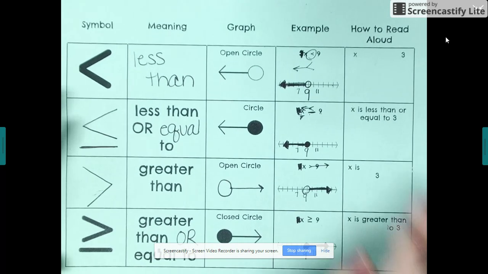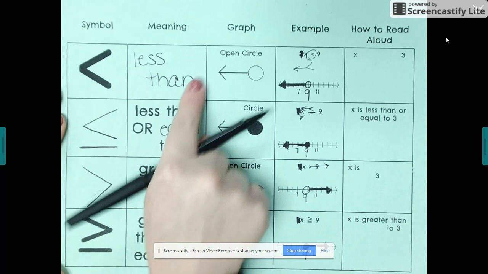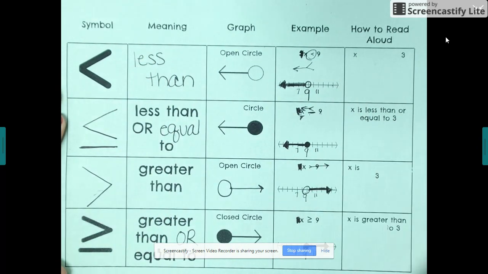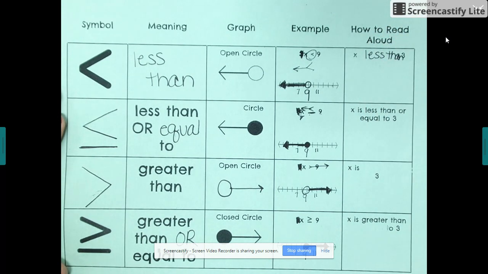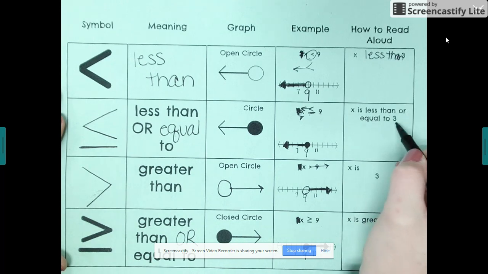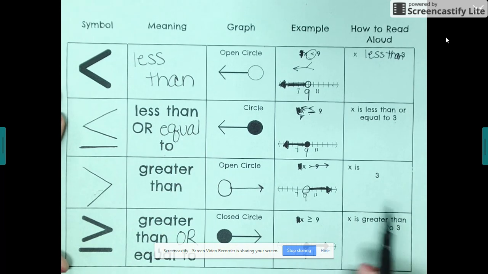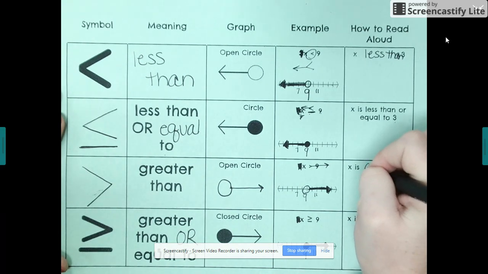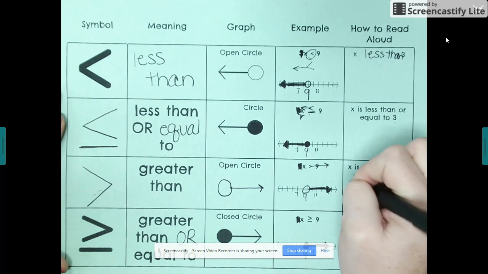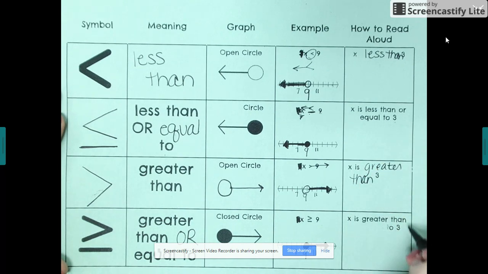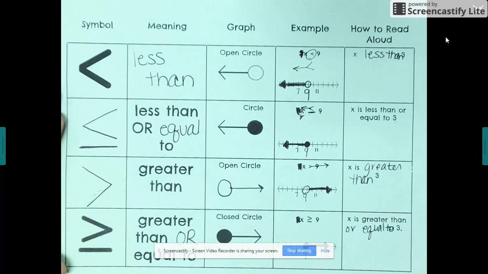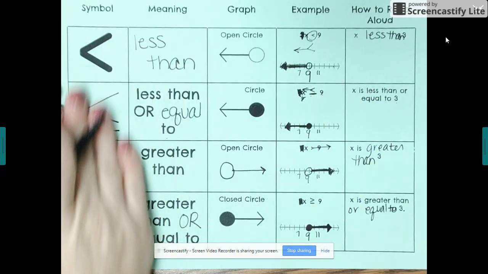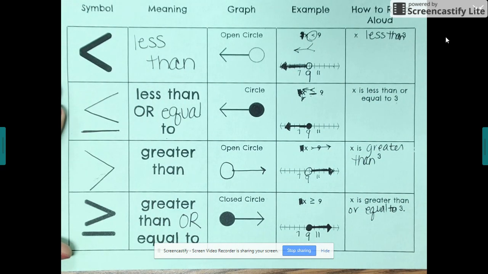Okay, now let's talk about how we read them aloud. It's literally just putting the meaning in between here. Okay, x is less than 3. X is less than or equal to 3. X is greater than 3. And x is greater than or equal to 3. Okay, so now you're going to use this to complete the rest of our homework assignment.